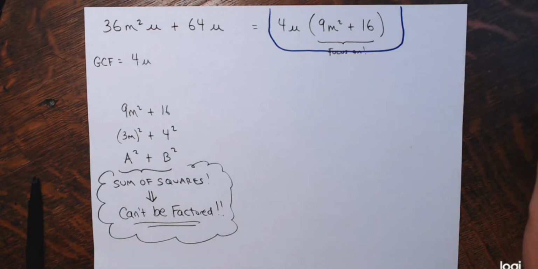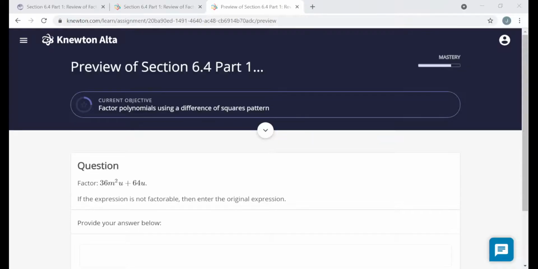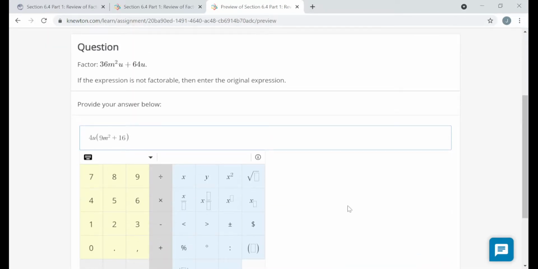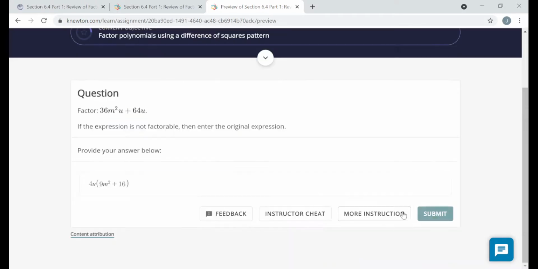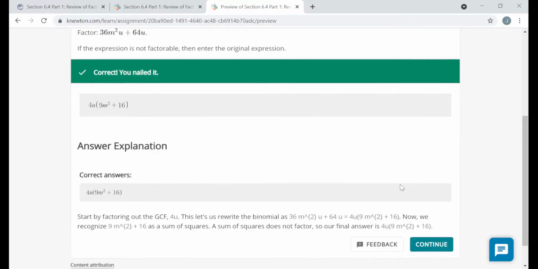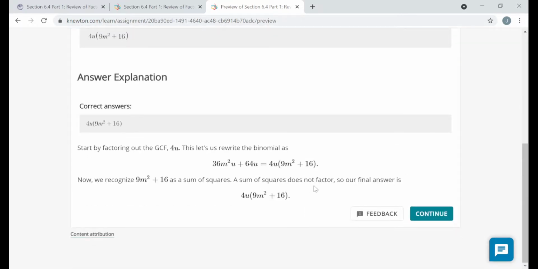Okay. All right, so back, what I'll type in is, again, just pulling the GCF out, just pulling that 4u out. 4u times, and then 9m squared plus 16, and that's as broken down as that will get, as factored as that will get. Make sure I type the right letters. Great. See at the very end there, they're saying a sum of squares does not factor. So be careful.